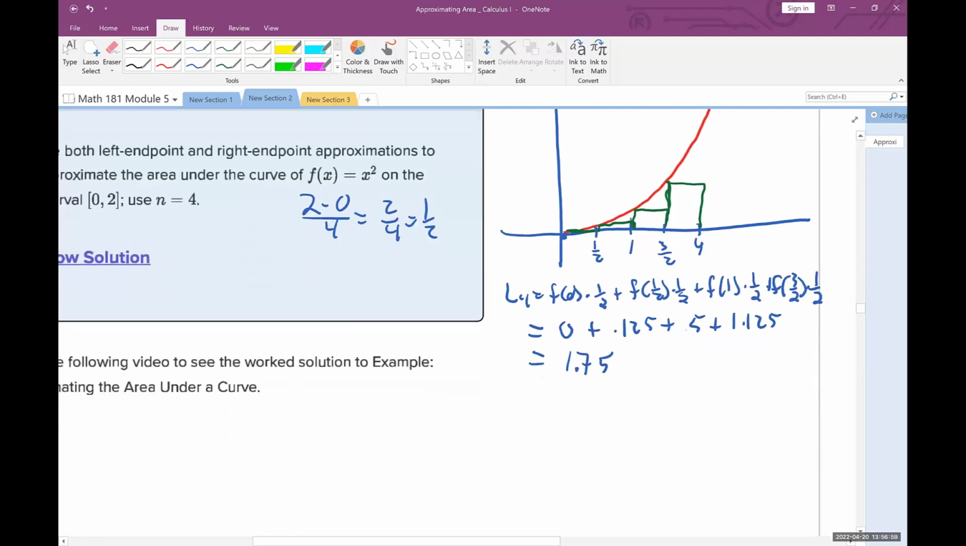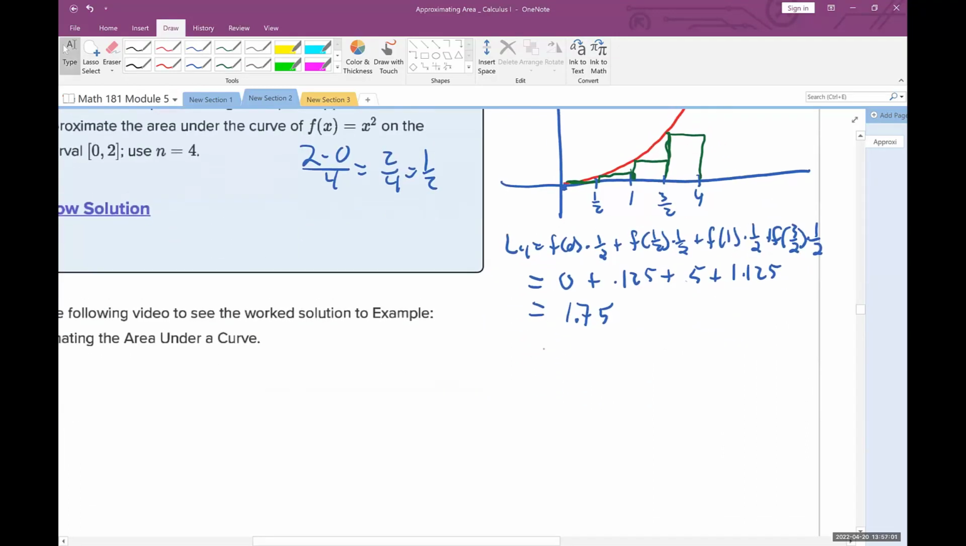So that's left. Let me draw a picture for the right. Again, have this curve. And I'm going to break my interval up again the same way. So we have 0, then we have a 1/2, then we have a 1, then we have a 3/2, and then we have a 2.